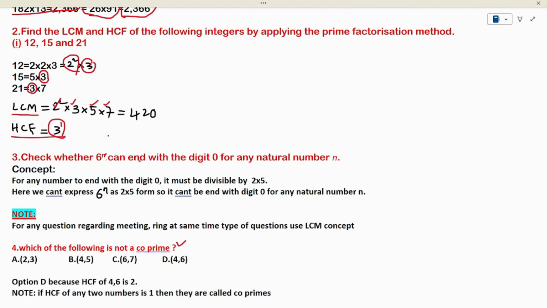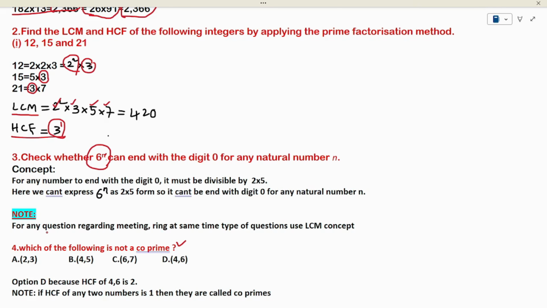Question number 3. Check whether 6 power n can end with the digit 0 for any natural number. You have to remember always, if any number can be expressed in 2 into 5 form, then only it will end with 0. Here in this question, 6 power n is given. In any manner, we cannot express 6 power n in a 2 into 5 form. So, I can say it doesn't end with 0. So, question number 3 is over.